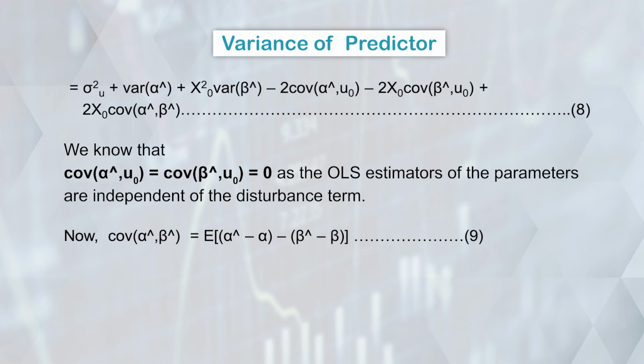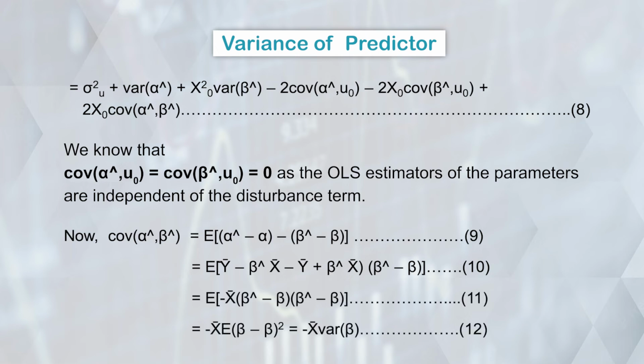get equation number 9. From equation 9, we slowly go to equation number 10, which is written in terms of mean value. And finally, we end up with this expression, minus x bar variance of beta. So whenever we express this covariance between alpha hat and beta hat, it is basically expressed as minus x bar, that is the mean of x, into variance of beta, which is the variance of the slope coefficient. That is equation number 12.